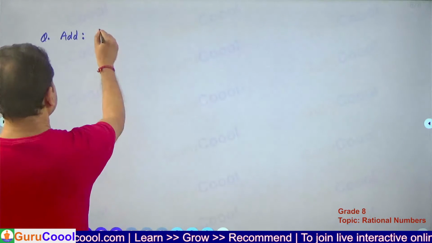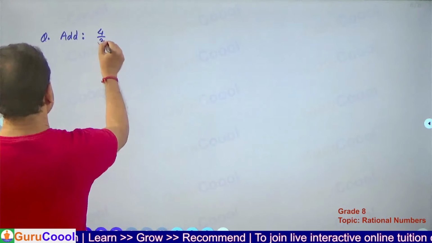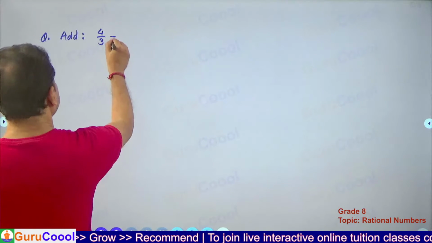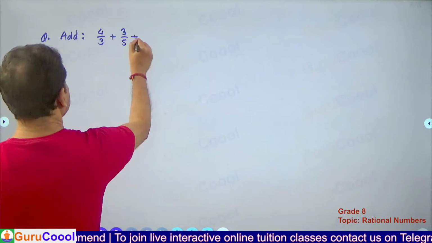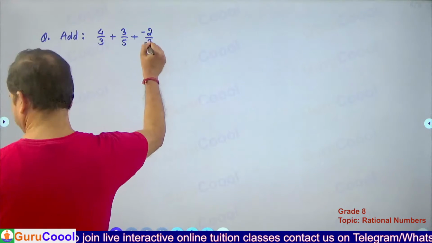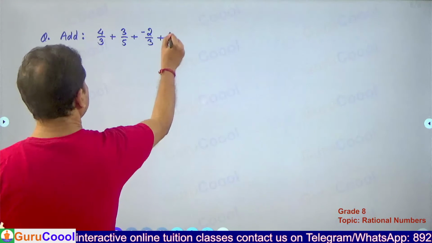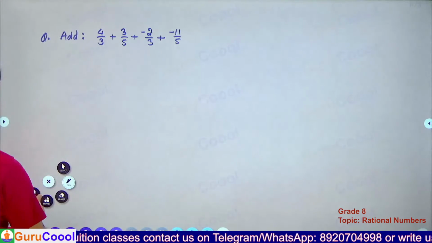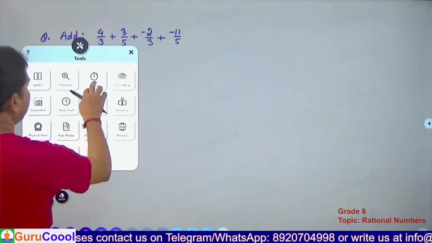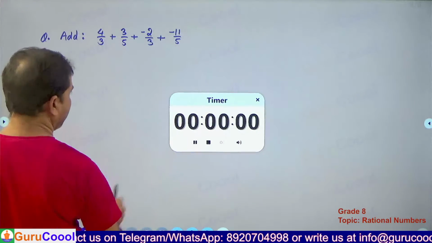Add 4 by 3 plus 3 by 5 plus minus 2 by 3 plus minus 11 by 5, and you have 3 minutes to submit.